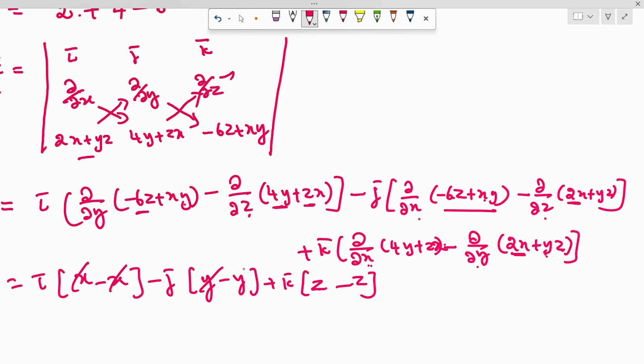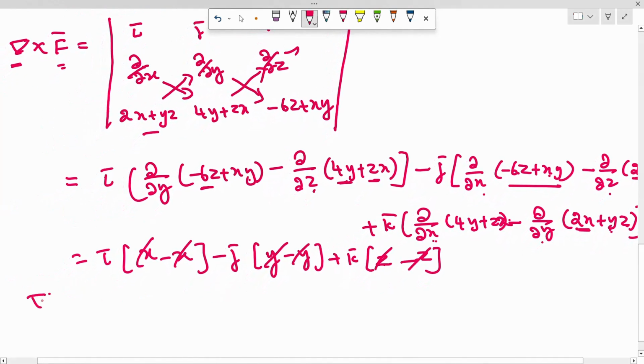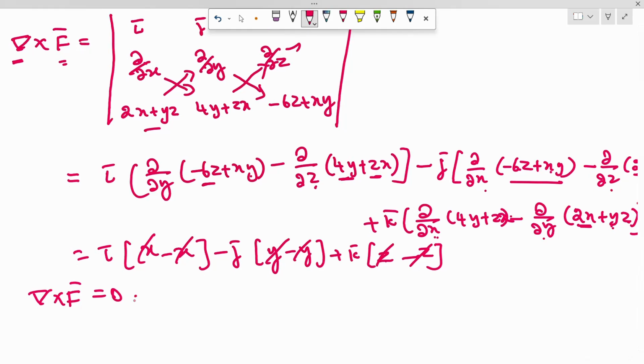Now we can remove these terms because of opposite sign. Now we are getting del cross f vector equal to 0. Now we proved the given f vector is an irrotational vector. Second condition also we proved.